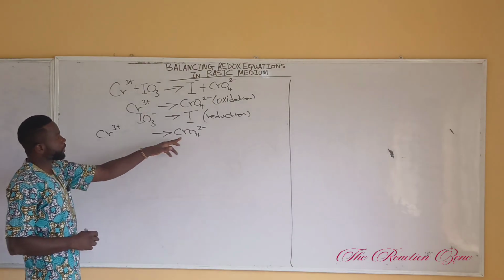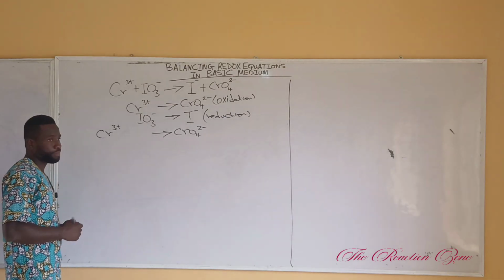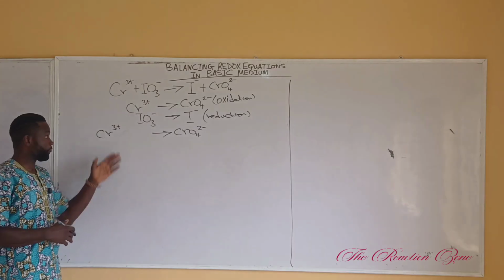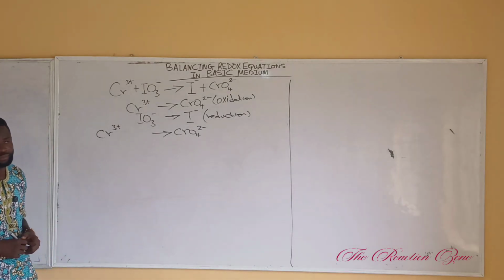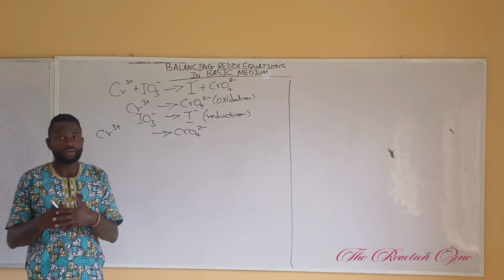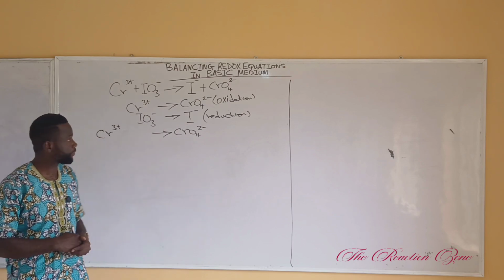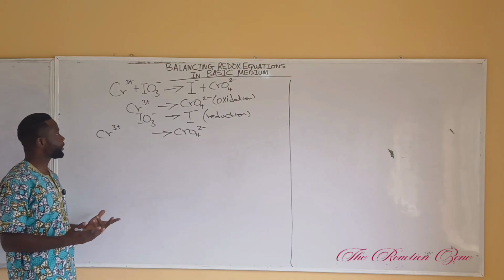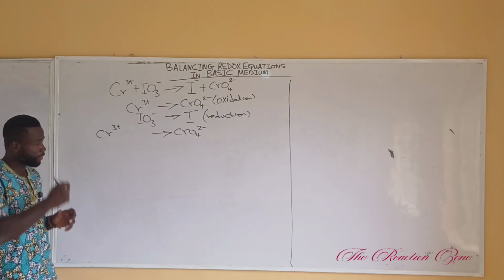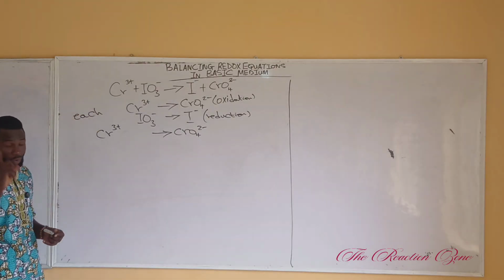The number of oxygen atoms here is 4, and there is no oxygen atom here. So which means that there is a deficiency of 4 oxygen atoms on this side. Now this is where the difference arises when it comes to balancing redox equations in acidic as well as in basic medium. To balance oxygen atoms in basic medium, for each, the key word in this case is each. Each means 1.